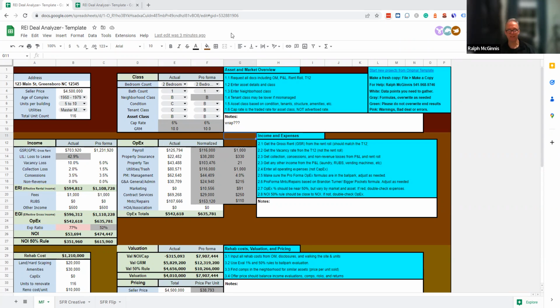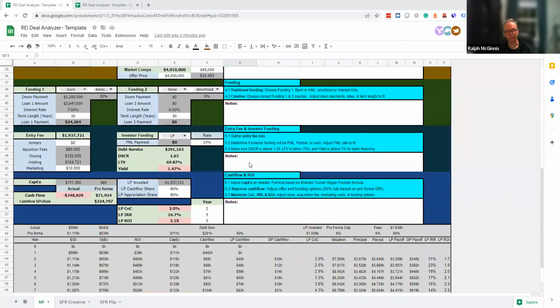Can you please once again explain IRR and COC? So cash on cash, COC, is the simpler of the two. I'm going to use round numbers. If you're making $5,000 a year and you have 100,000 into the deal, that's 5%. So that would be a 5% cash on cash. If you're making 10,000 a year and you have 100,000 into the deal, you're making 10% cash on cash.